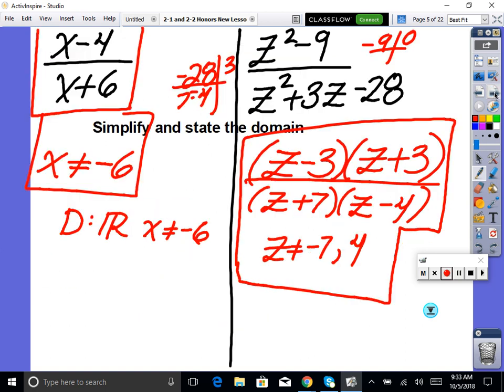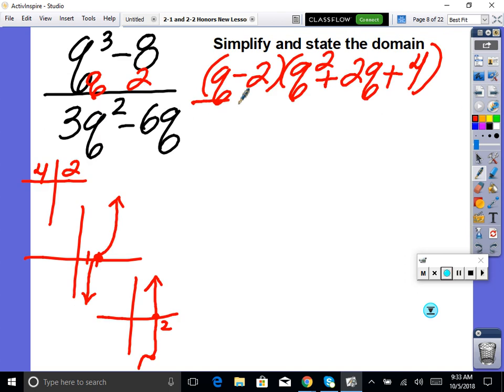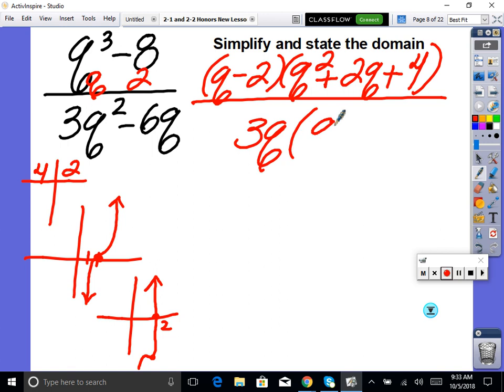Okay. All right. We were right here. We just factored the top. Now factor the bottom. What would we pull out in common? That's always what we look for when factoring: the greatest common factor. What would we pull out? 3Q. Pull out a 3Q. Then left is Q minus 2.